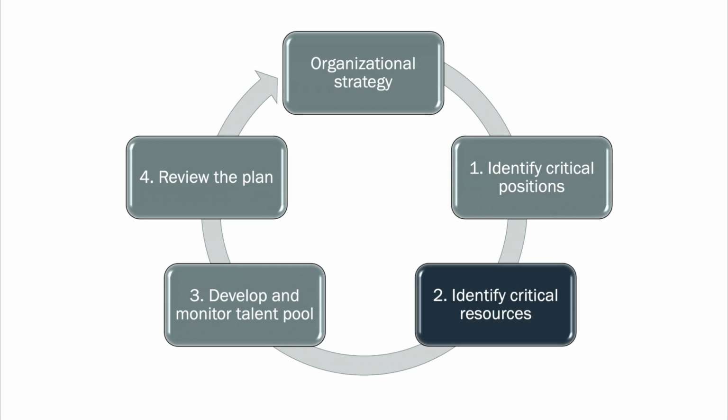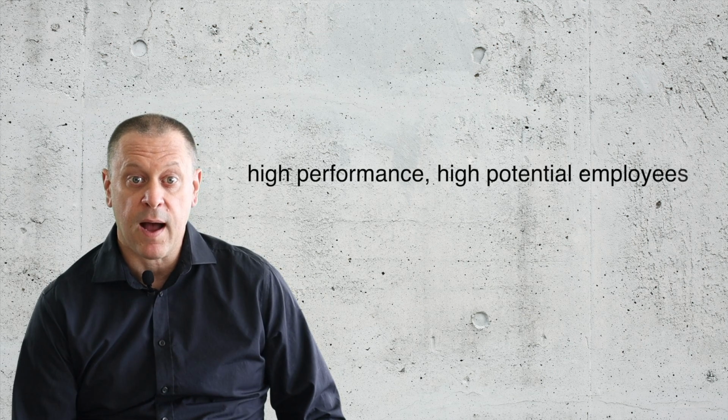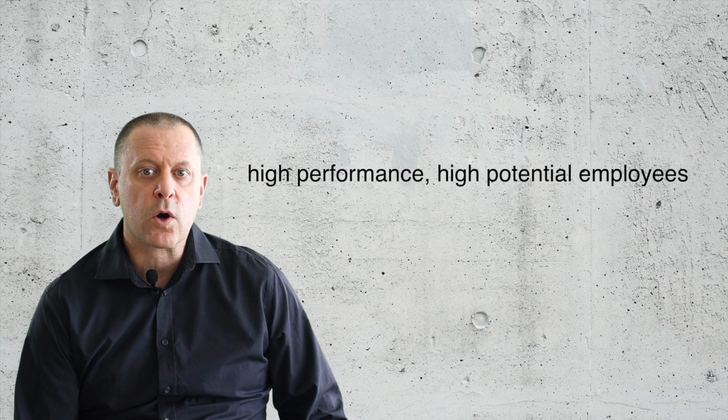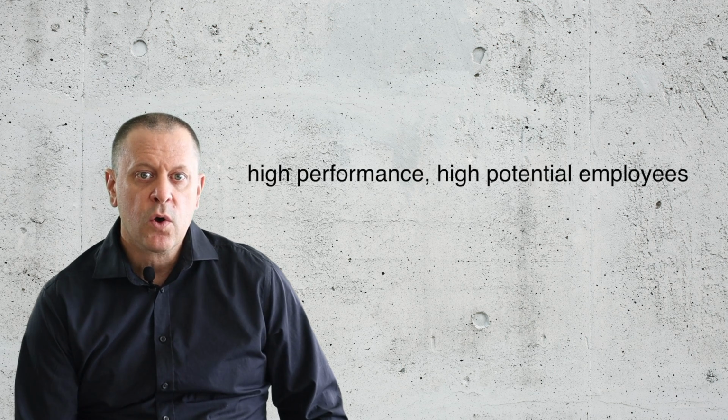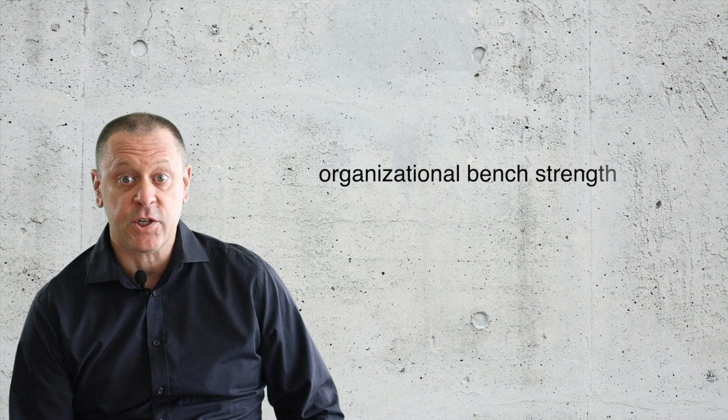Step 2. Identify critical resources. The goal for this step is to identify the high-performance, high-potential employees or critical resources to be part of the talent pool who could move into the critical positions identified. Your goal is to have the organizational bench strength.